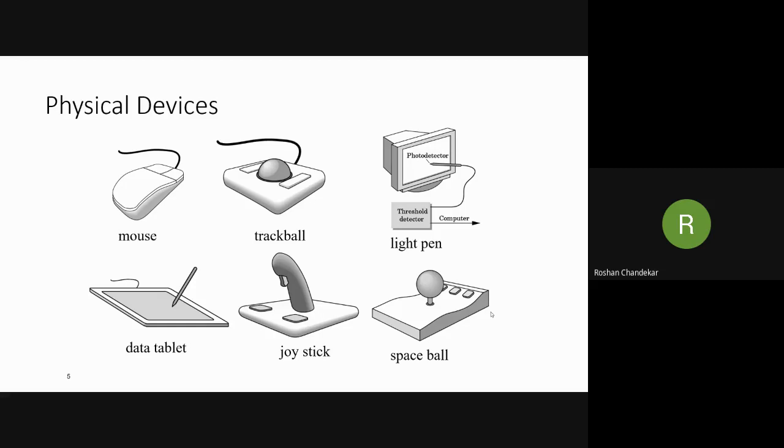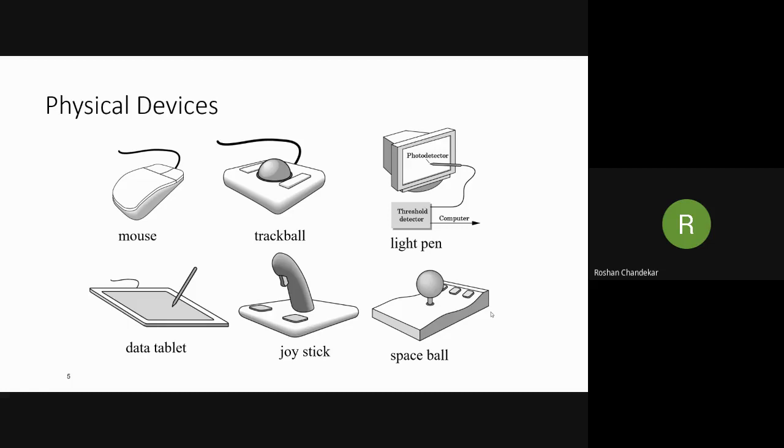Then there is a joystick. Have you heard this word, joystick? Definitely. For playing a game, we use this joystick. A joystick has a potentiometer which operates left, right, up, and down for moving an object, for selecting an object. That is what we use a joystick for.